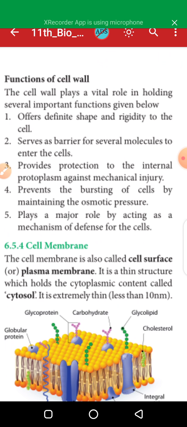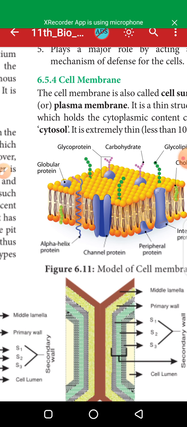Functions of cell wall. The cell wall plays a vital role in holding several important functions. First, offer definite shape and rigidity to the cell. Serves as barrier for several molecules to enter the cell. Provide protection to the internal protoplasm against mechanical injury. Prevents the bursting of cells by maintaining the osmotic pressure. Plays a major role by acting as a mechanism of defense for the cells.